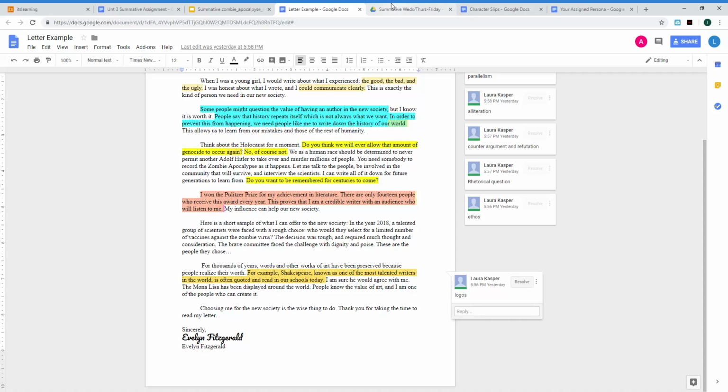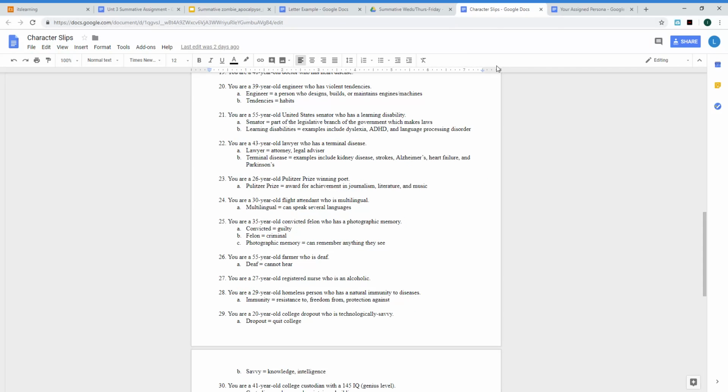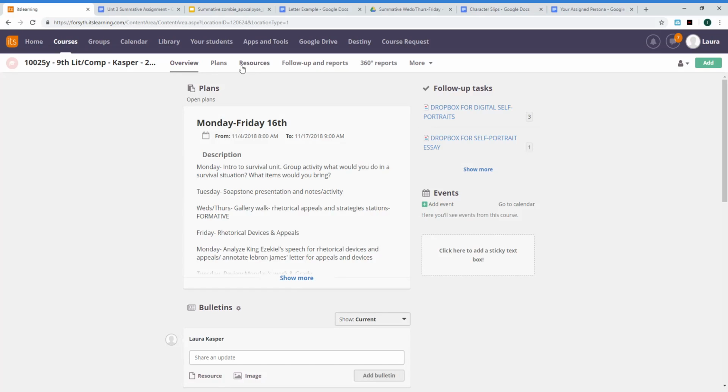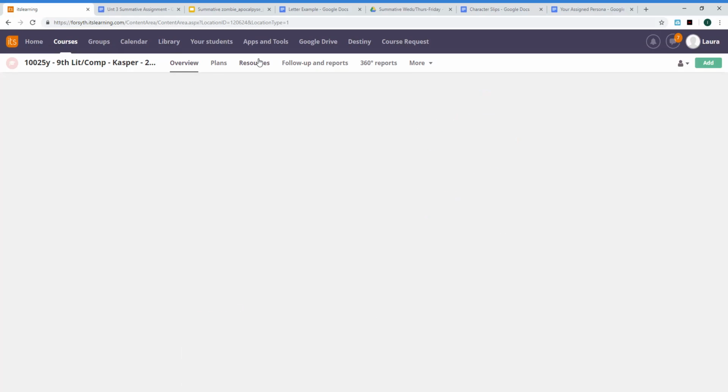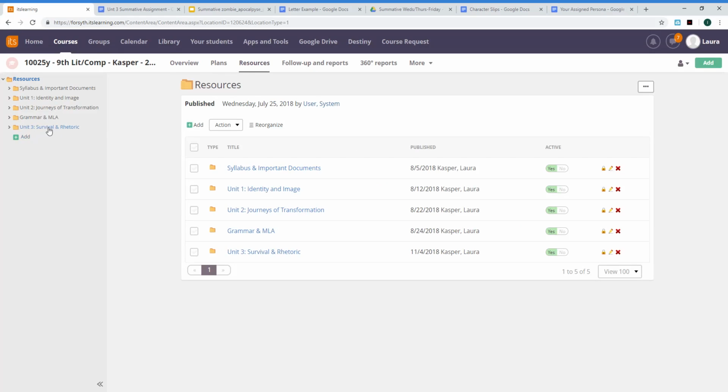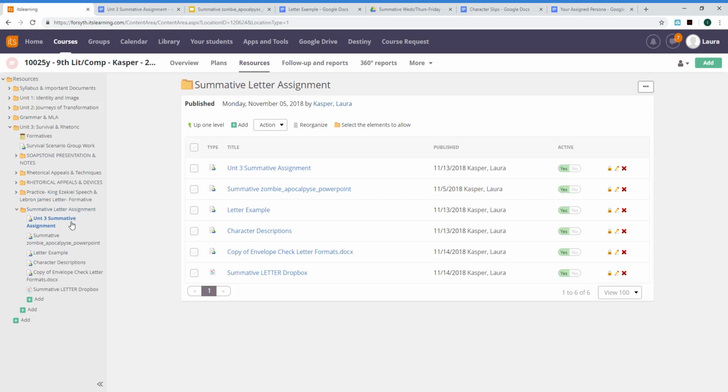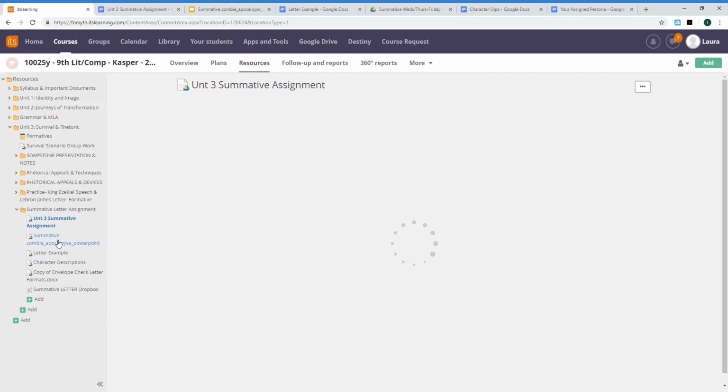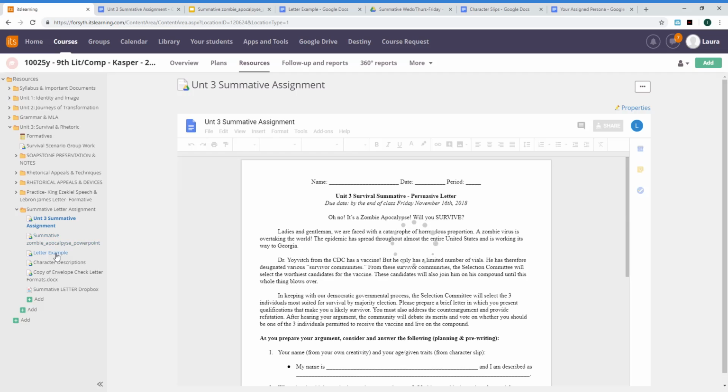And now let's see, what do I want to show you next? All right, so I want you to know where you can find all of this information. If you go to It's Learning and you click on Resources, underneath the Unit 3 Survival and Rhetoric folder, I have the summative letter assignment. Here is where I have the assignment sheet. I also have the PowerPoint that I was just showing you. The letter example that I just read to you guys.